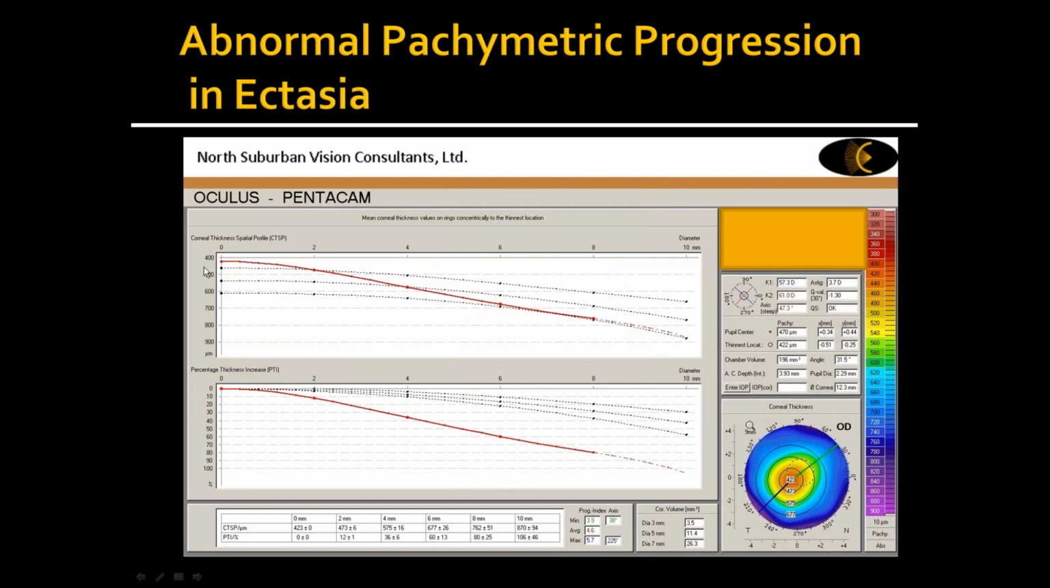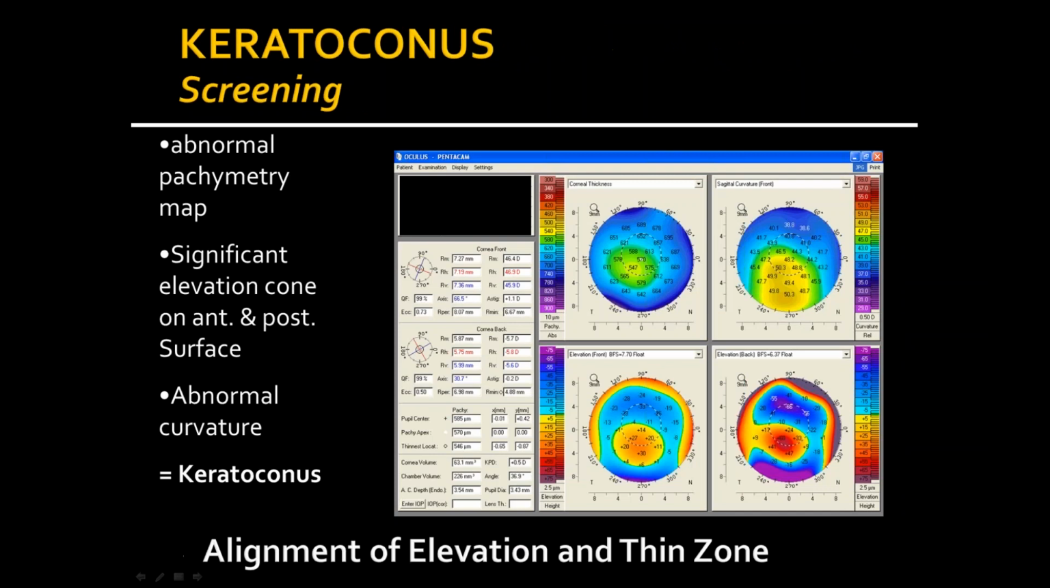Here we can see a more advanced case where the absolute thickness is abnormal near the center of the cone. Apex of the cone, it's outside 2 standard deviations. As it thickens, it gets into the normal range, and again, that inferior dipping that Bill mentioned. But look at the PTI, it's blatantly abnormal, way abnormal. That's a more advanced case.